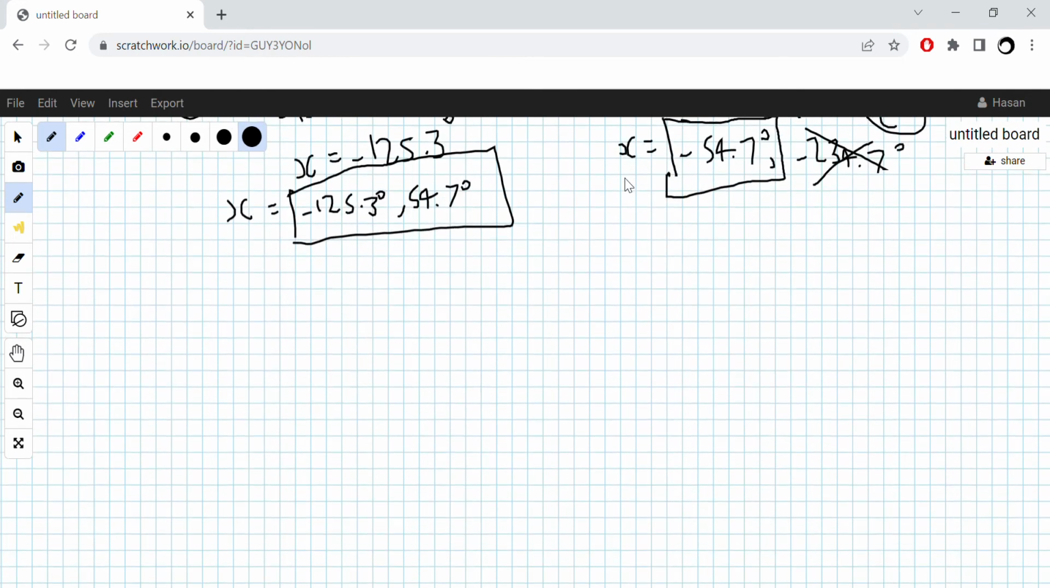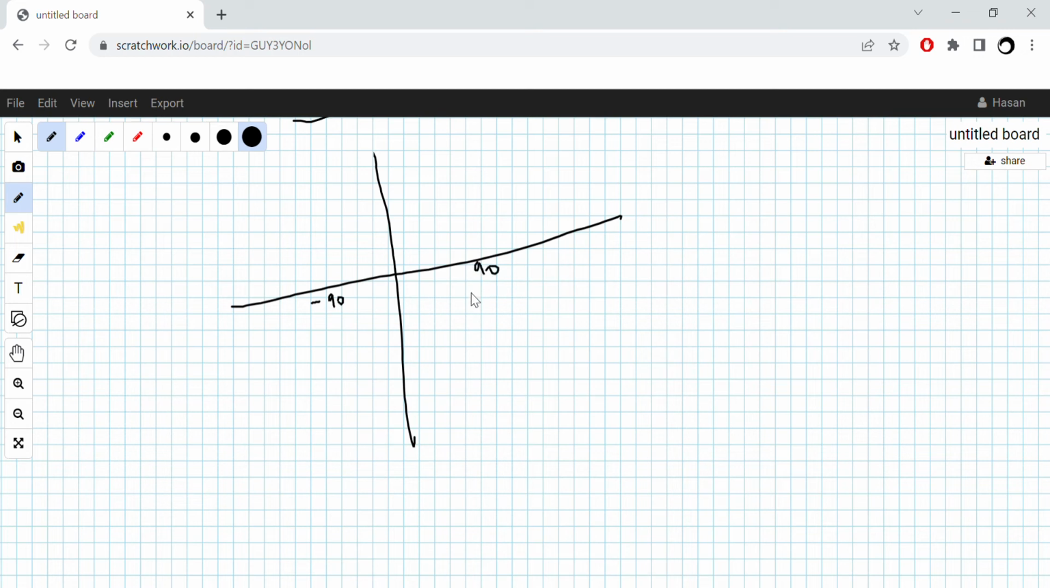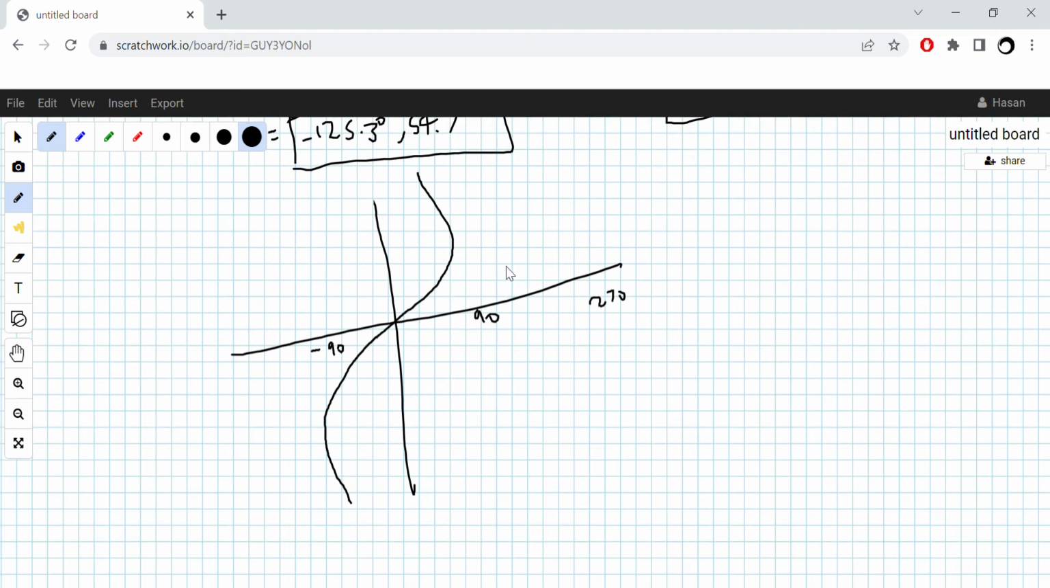Another way you may prefer to work this out is, if you draw out a normal diagram, that drawing is not the best. Draw out your tan diagram. So it goes from minus 90 to 90, and then 90 to 270, crosses at 180, and then it goes again from 270 to 360, stops there.